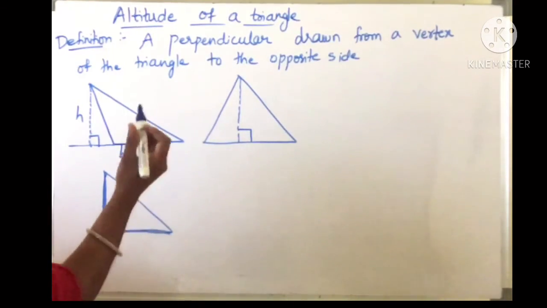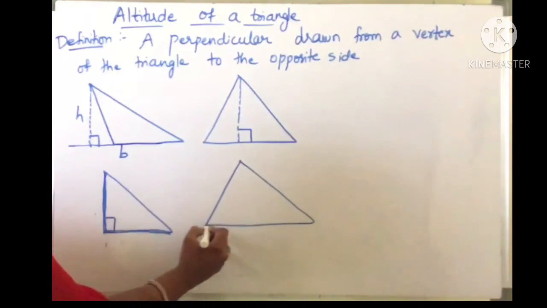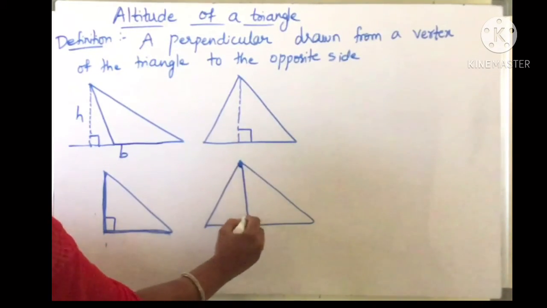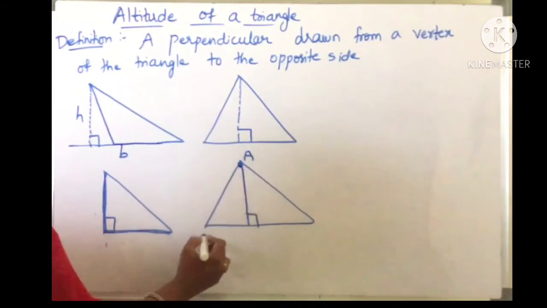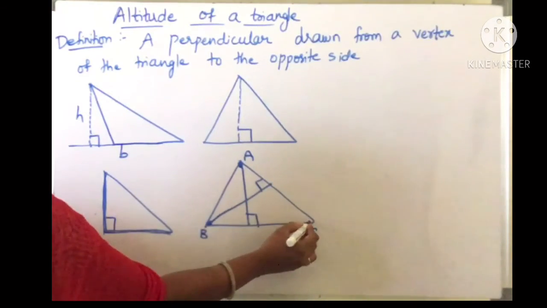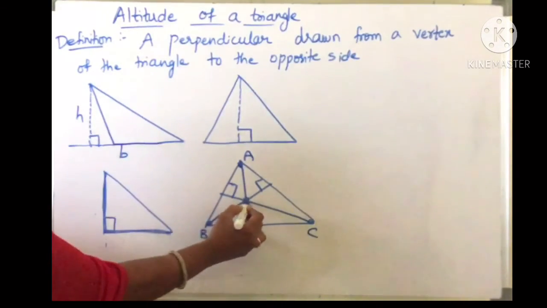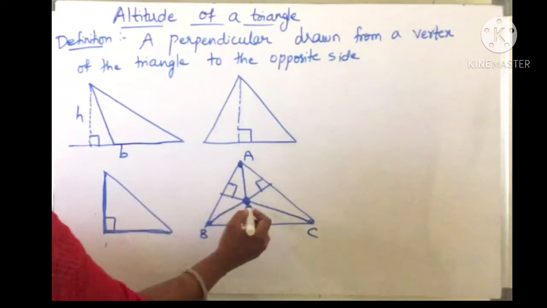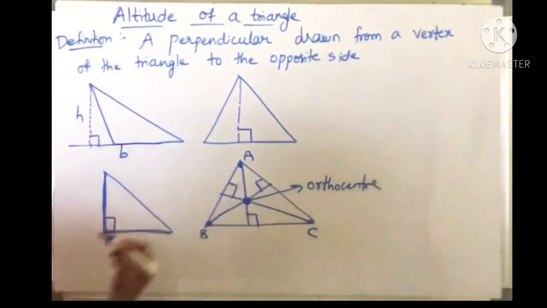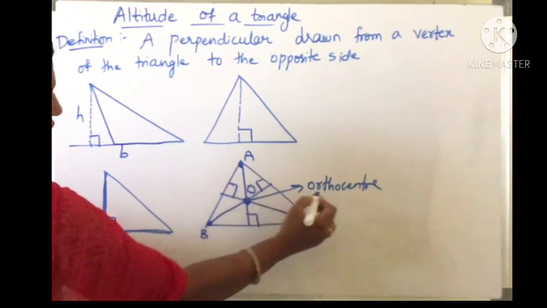Now, what about the intersection of the 3 altitudes of a triangle? Suppose this is a triangle, children. If I draw an altitude from this vertex, this is one. Suppose this is A, B, C, and altitude drawn from here, and from the other vertex, if I draw an altitude. Here the intersection of the 3 altitudes is called what? This point is known as orthocenter. What is it? Orthocenter. And it is denoted with the letter O.